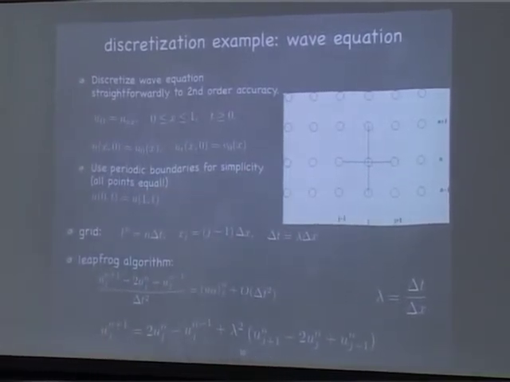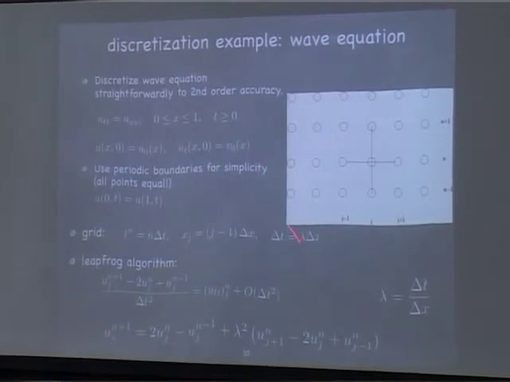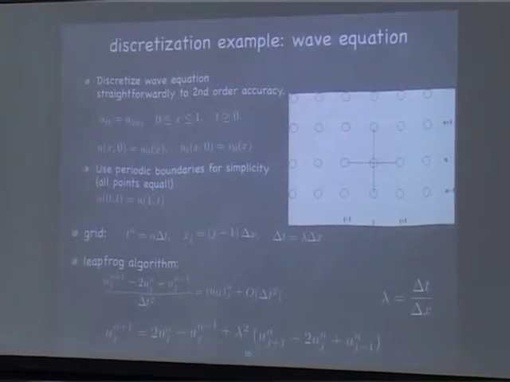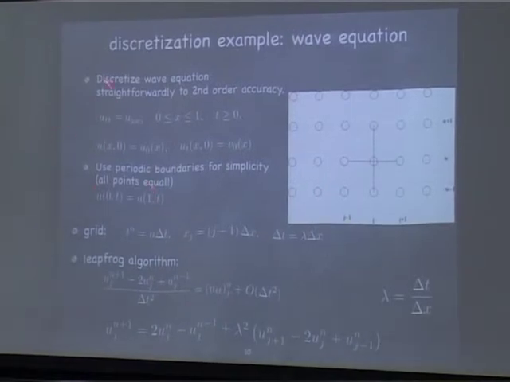So here we have a simple grid. This is a space-time grid right here. This is the space direction. That's the time direction. It's an equispaced grid. Here's our equation now. We forget about the c again. Set it to 1. u_tt is u_xx.